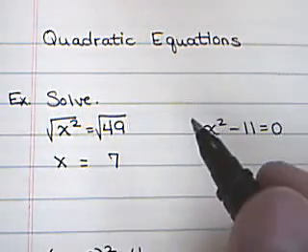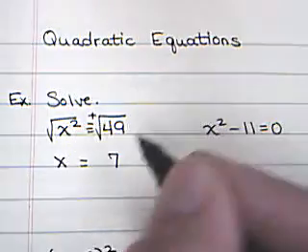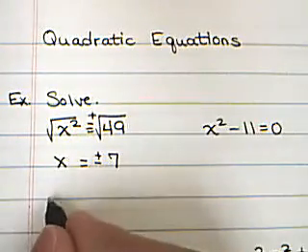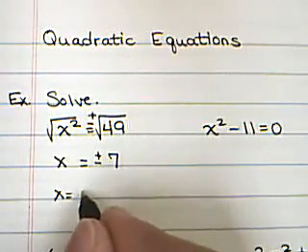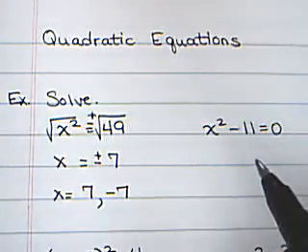But also, negative 7 times negative 7 is 49, so when we take the square root of a number by itself, we need to put plus or minus in front. Now, as far as entering this in for homework, you probably have to enter a positive 7 and then a negative 7 separated by a comma.